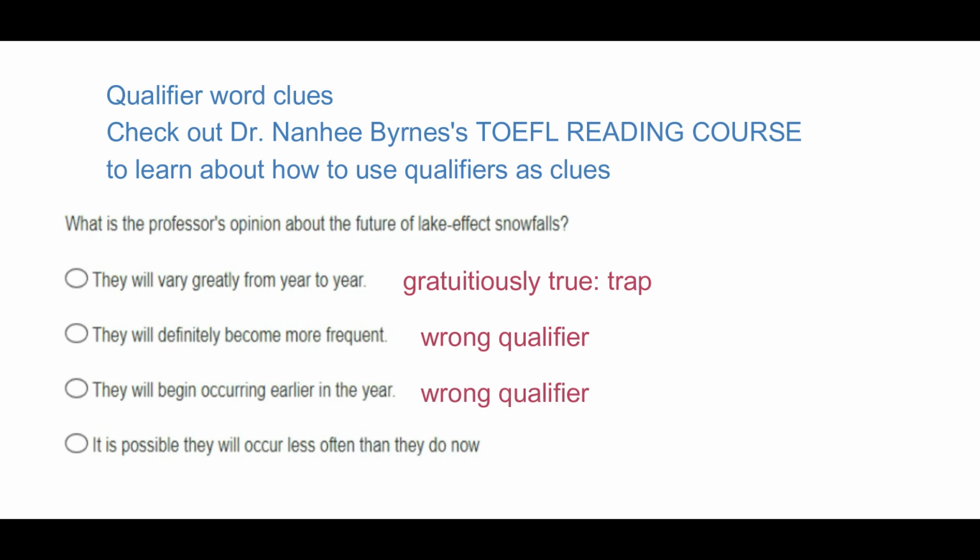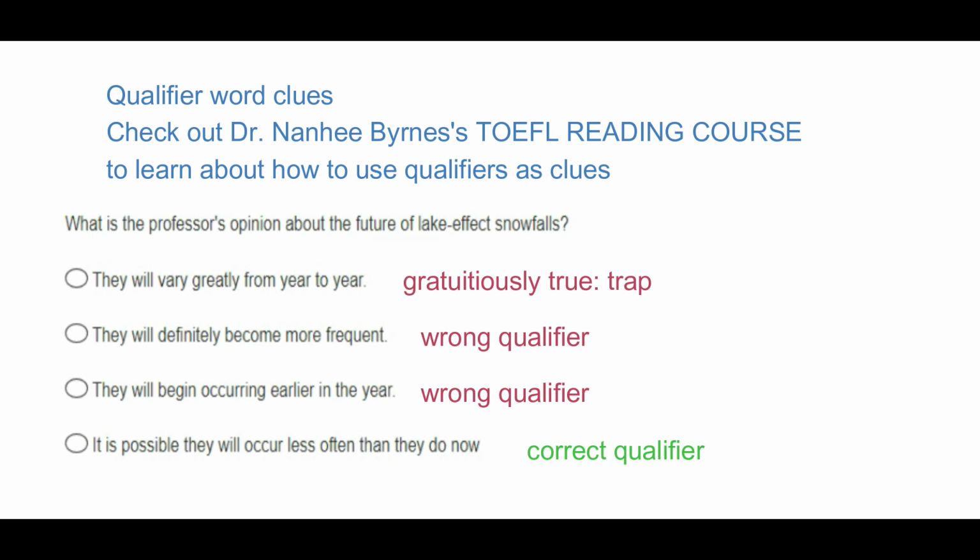C, again, "will" makes it suspicious. Just like "definitely" in B, "will" is an absolute term. An option that has an absolute term should be a good candidate to eliminate. You should learn how to use qualifiers as clues to identify wrong choices from my TOEFL reading course. D, "possible," makes it a great choice.